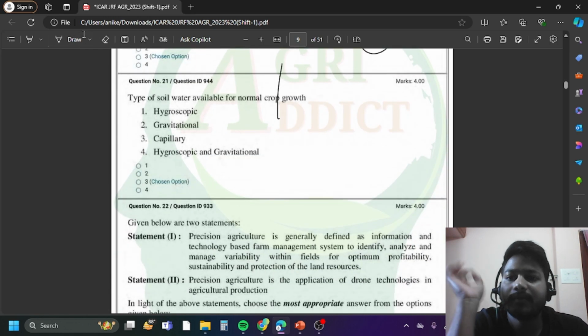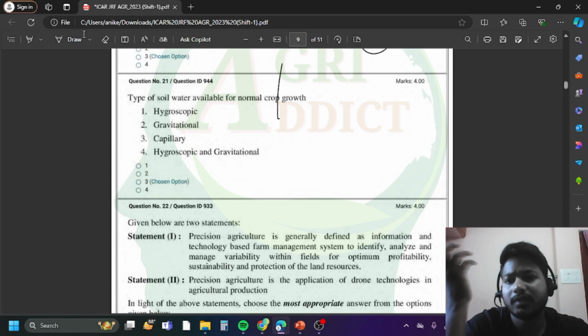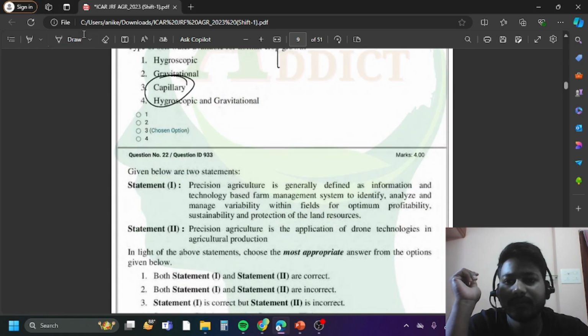Question number 21, type of soil water available for normal crop growth. Which soil water is necessary for normal crop growth? That is capillary water. It's very easy, capillary water. Next we'll move.